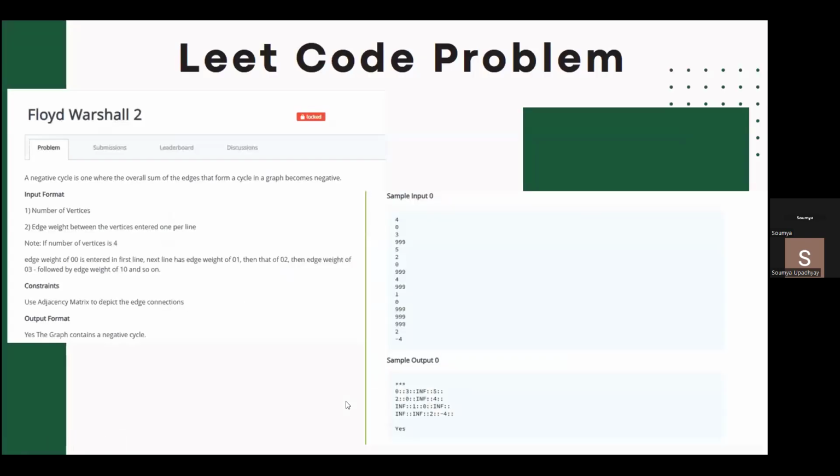So this is the LeetCode problem, Floyd-Warshall 2. A negative cycle is one where the overall sum of the edges that form a cycle in a graph becomes negative. Input format we need is the number of vertices, and the edge weight between the vertices entered, 1 per line. Constraints here are to use an adjacency matrix to depict the edge connections. Output format: whether the graph contains a negative cycle. This is the sample input and output.